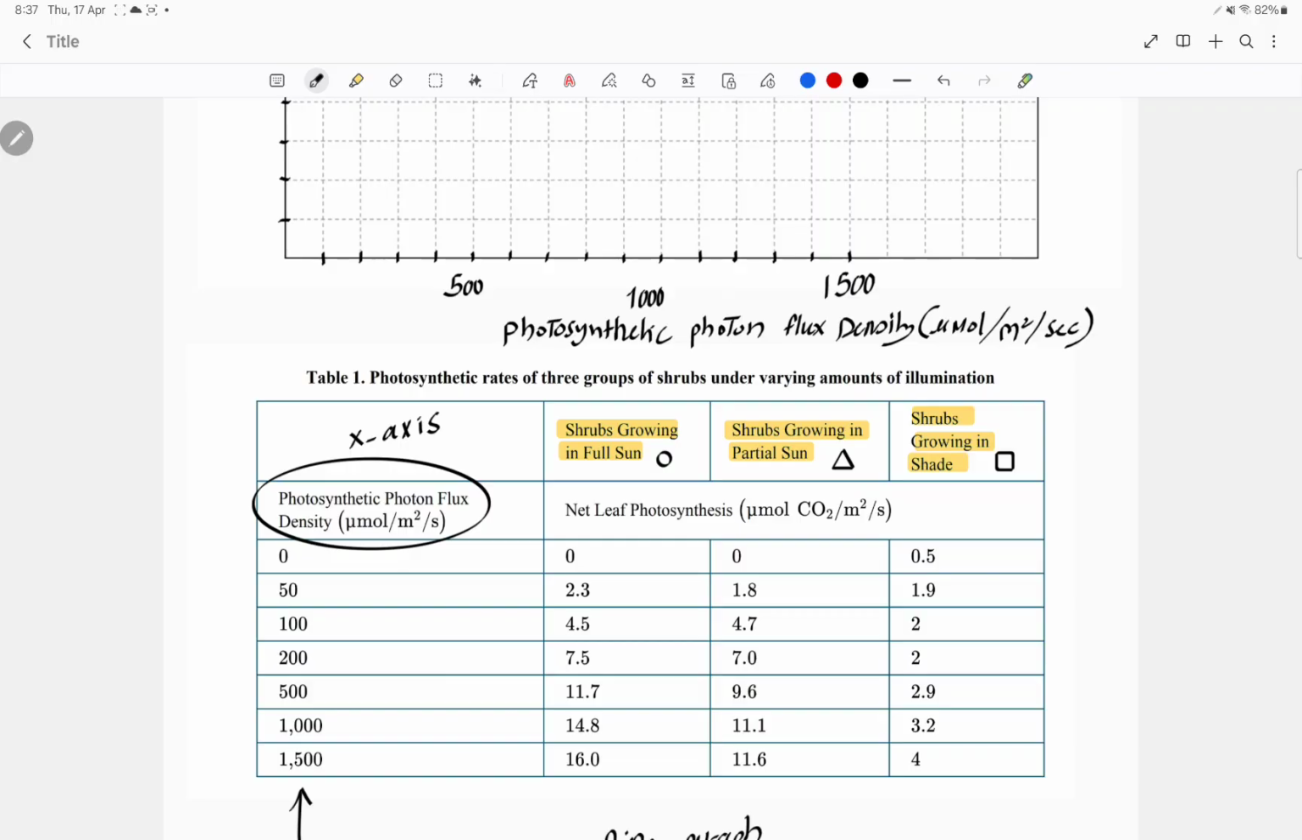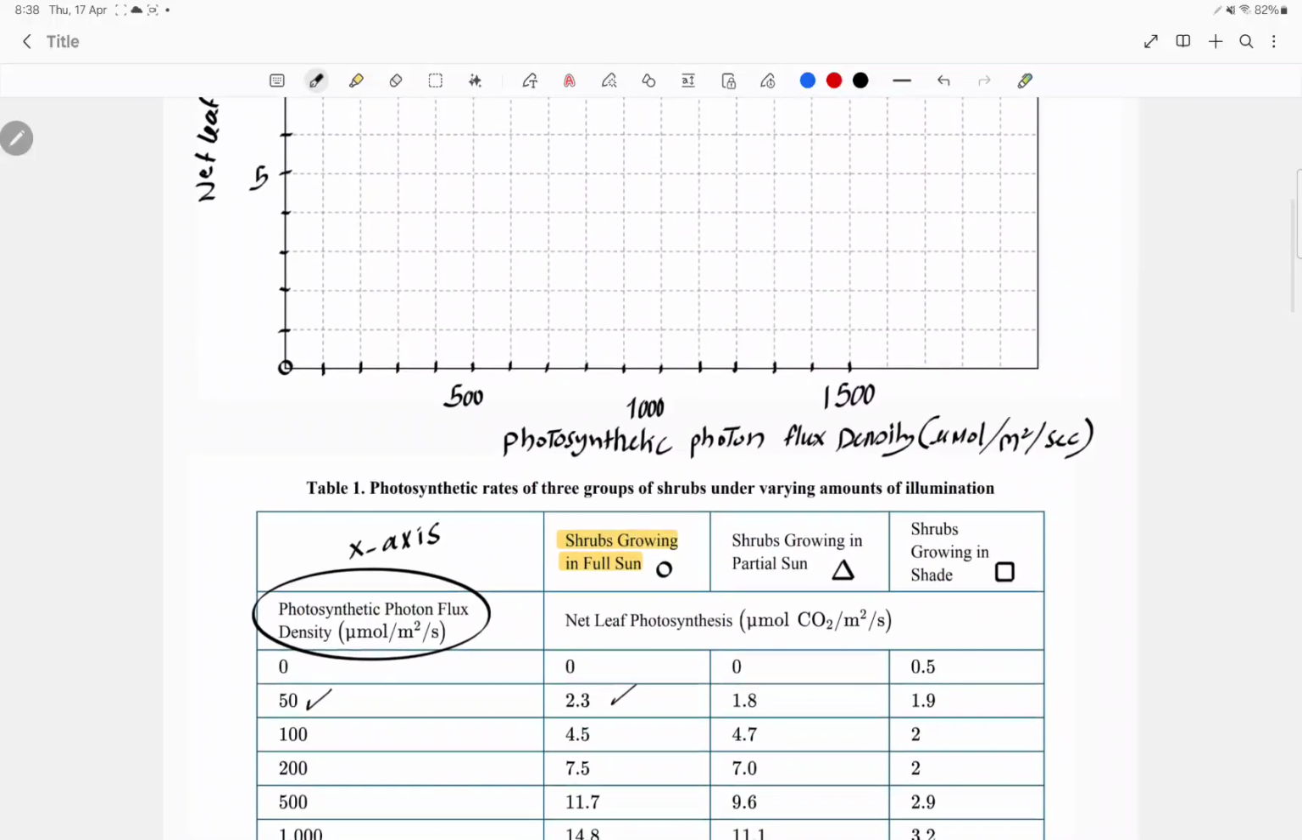So look, when the density is 0, which is on the x-axis, let's start with the circles, which is basically the shrubs growing in full sun. We also have 0. So I'll be doing 0 and 0 with a circle. Then I'll be doing 50 and 2.3. So 50 is here and 2.3 would be here. Another circle.